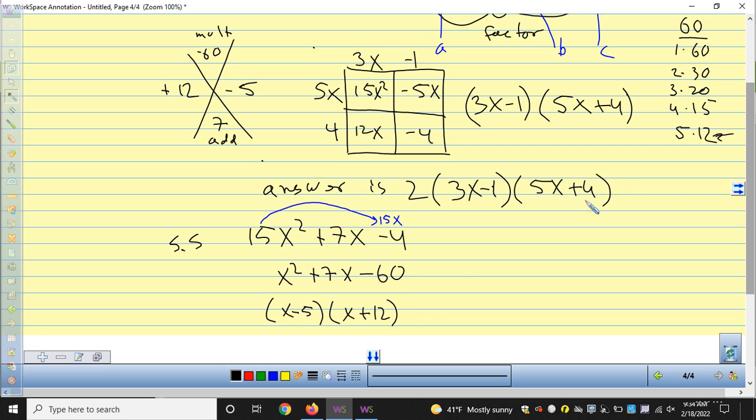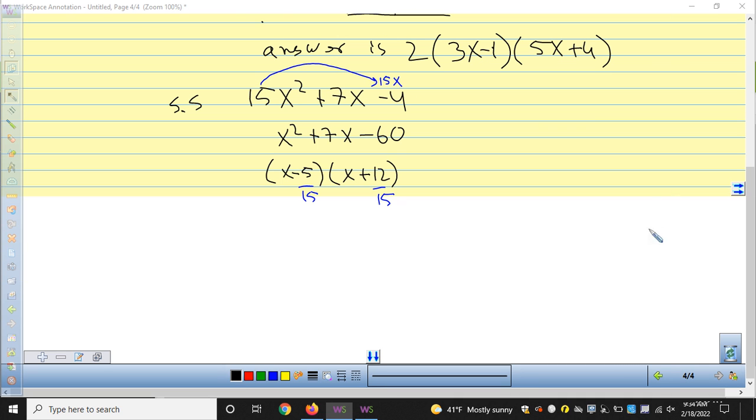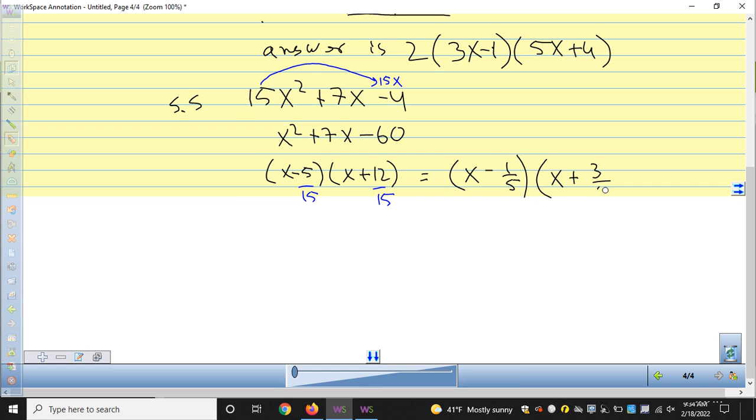Well, I've multiplied by 15, so I need to divide by 15. And now I need to reduce my fractions. Well, 5 over 15 reduces to 1 over 5. And 12 over 15, I can divide both of those by 3. I can divide both of these by 3, and that 12 over 15 reduces to 4 over 5.